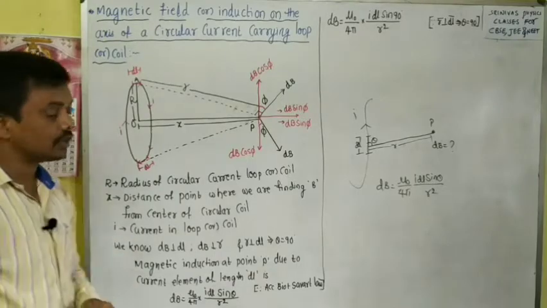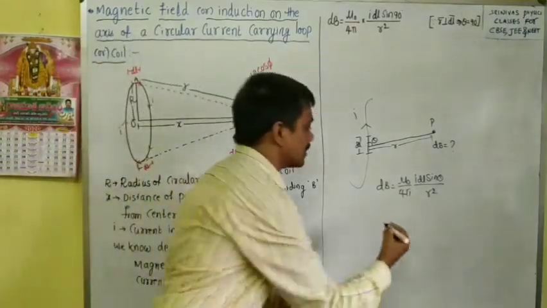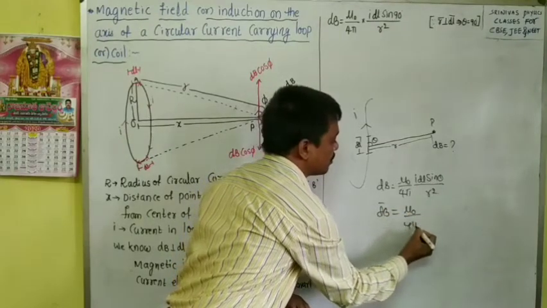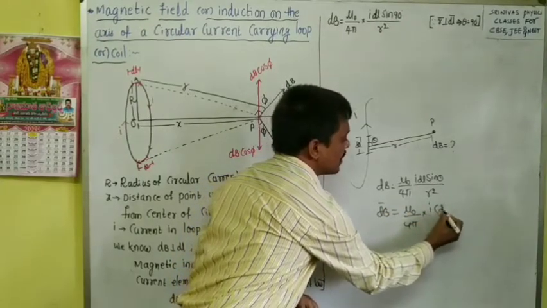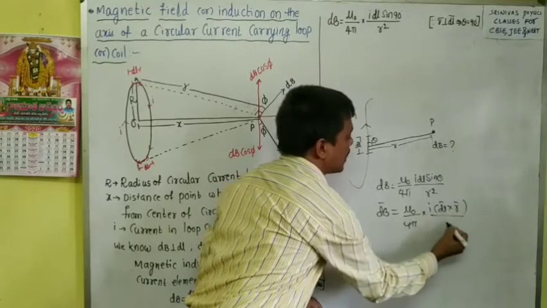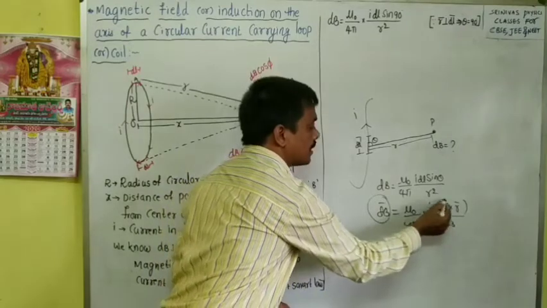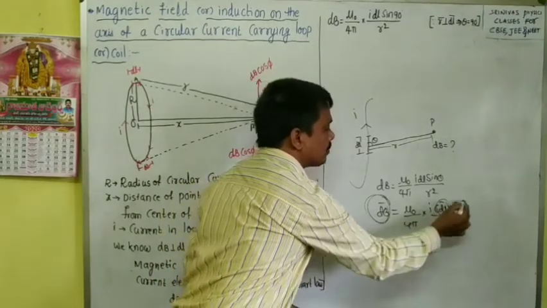And one more thing, we know that magnetic induction in vector form is dB bar equal to mu naught by 4 pi into I into dl bar cross r bar by r cube. The meaning of this one is dB is perpendicular to dl and dB is perpendicular to r.